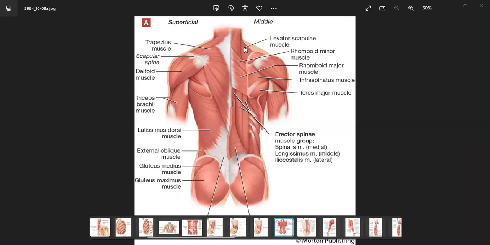The other muscle that we have, still classified as a superficial muscle, is the levator scapula. If you look at the word, hopefully it indicates to you that it will elevate the scapula, but it also retracts the scapula. In order to do that, it will originate from C1 to C4 and insert on the medial border of the scapula superior to the spine.